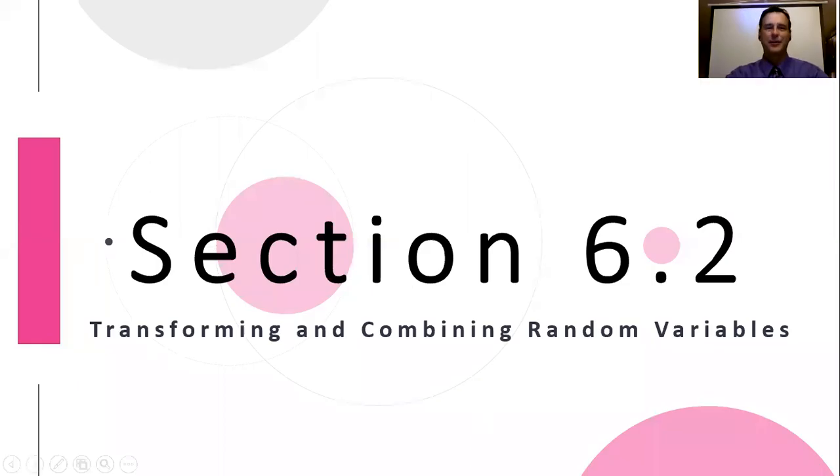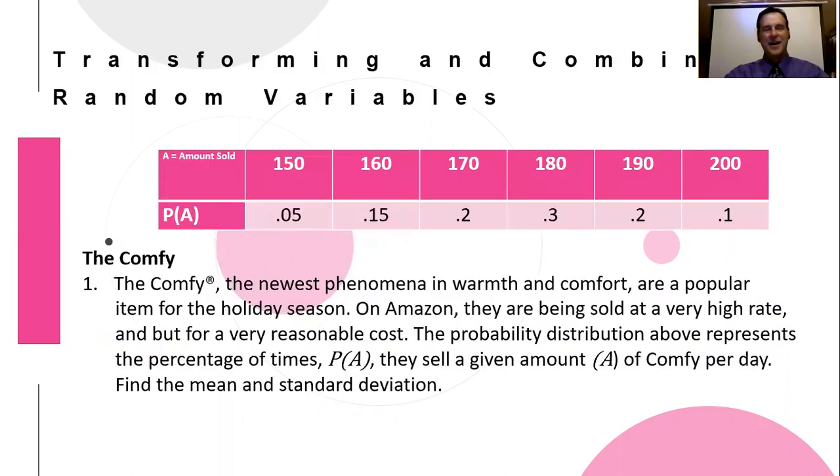This is section 6.2, transforming and combining random variables. You're going to need a graphing calculator. So if you don't have one, please grab one. And let's begin. All right, here's what we're going to talk about.